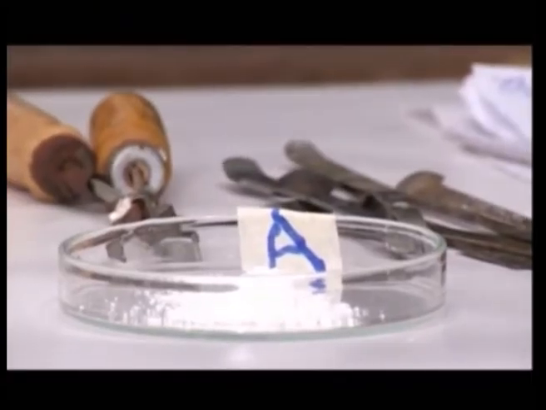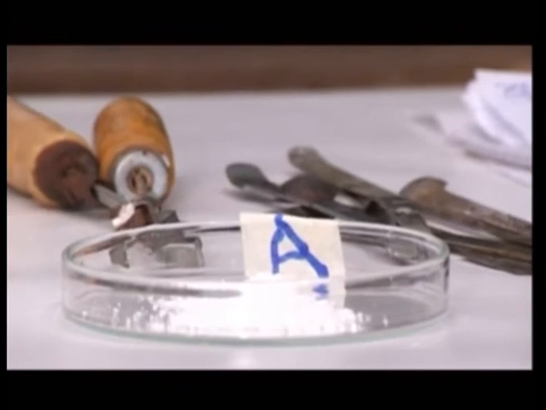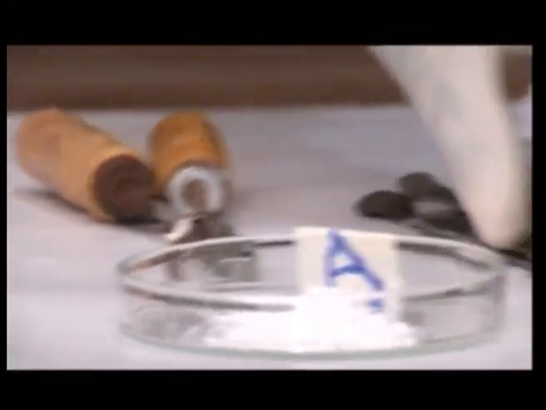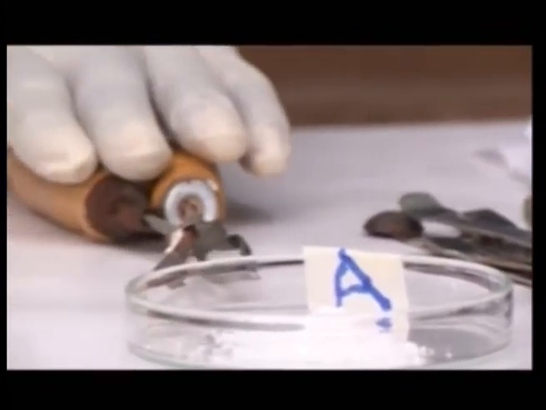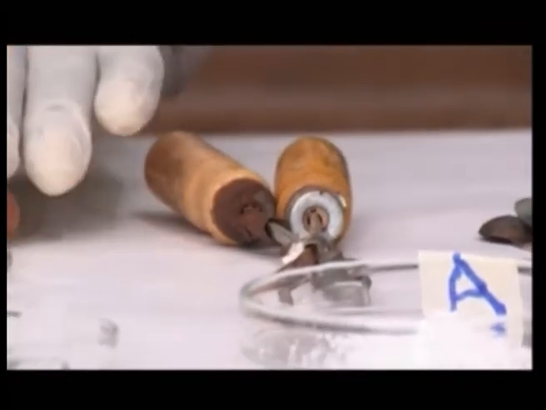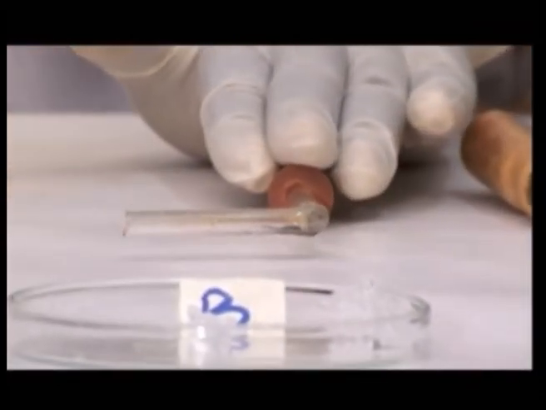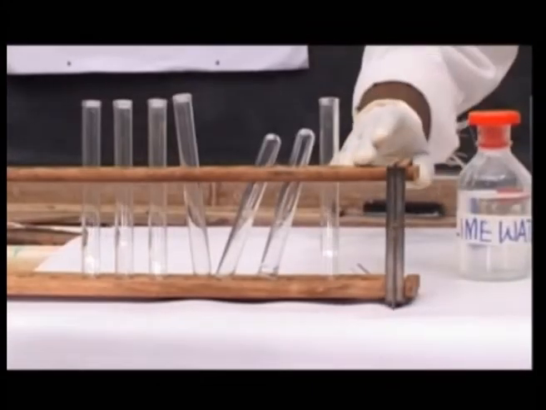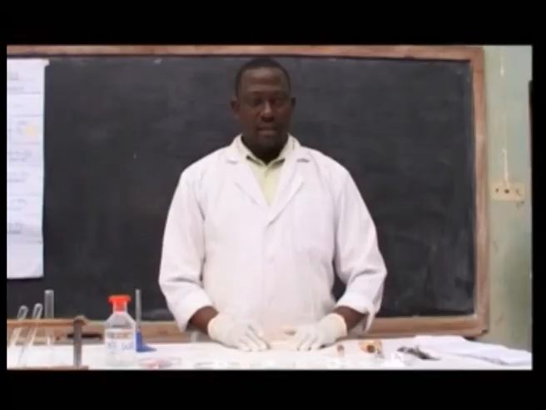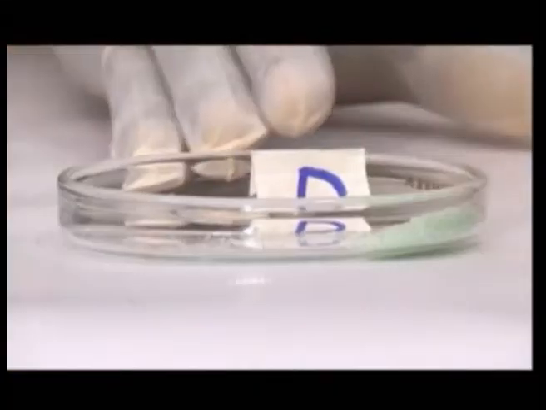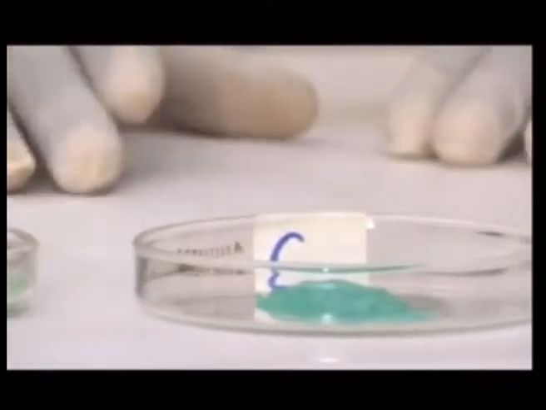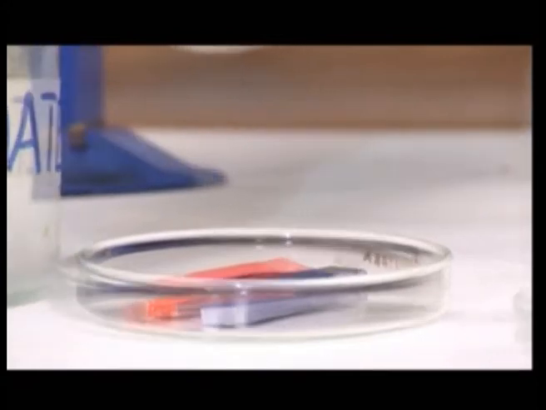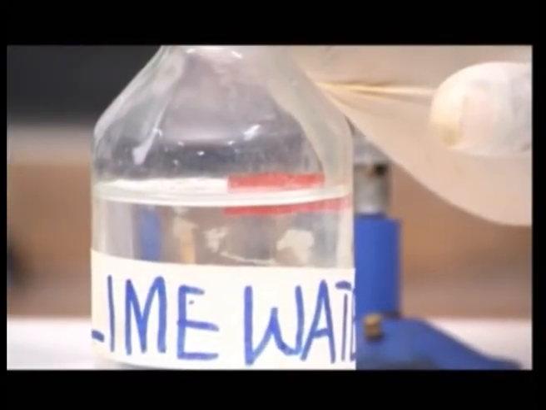Requirements: apparatus, petri dishes, spatulas, test tube holder, a rubber stopper fixed with a delivery tube, test tubes, test tube rack, and source of heat. Chemicals: 4 unknown samples of salts, litmus papers, and lime water.